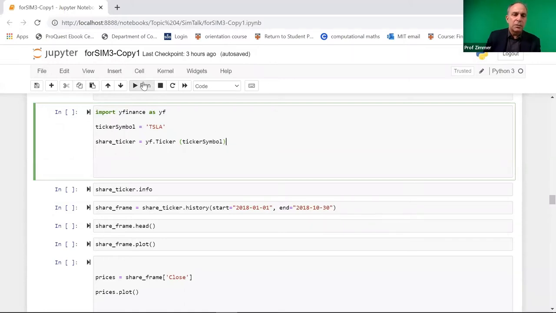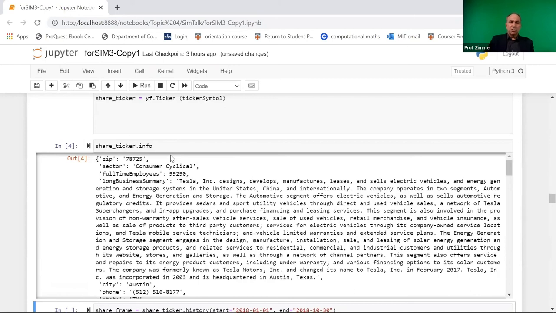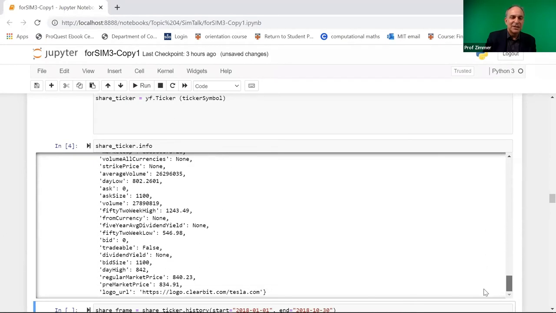It didn't complain. That's all I wanted there. I've now got in my system a lot of information about the history and present of Tesla. So if I run this, it shows me what kind of thing it's giving me. It's giving me lots of information, some more interesting than others. Here's the zip code of their main office, but there's all kinds of things here. You can peruse this at your leisure. This is all open source, open to anybody who wants it.